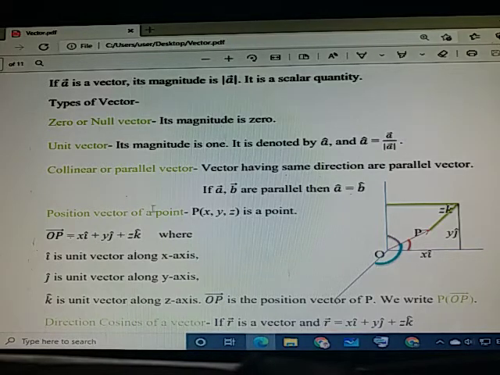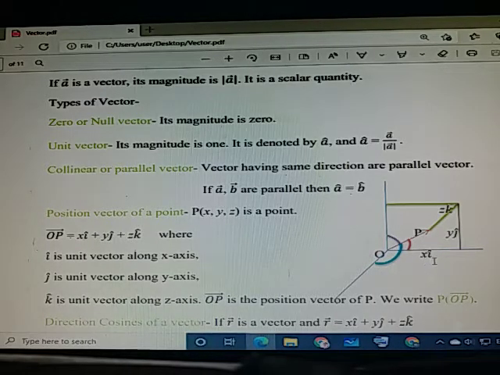Then the position vector of a point. This is the coordinate system. Suppose P has coordinates x, y, z. Then OP is as you have seen in three-dimensional geometry. The projection of P on the x axis is x, the projection of P on the y axis is y, and the projection of P on the z axis is z.